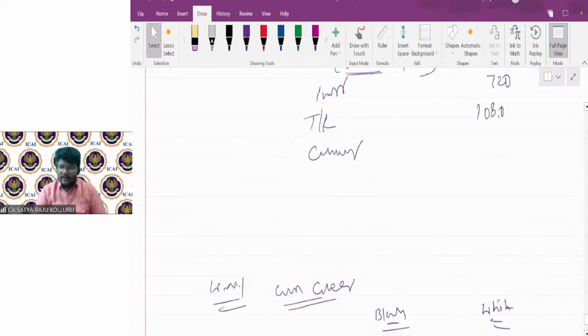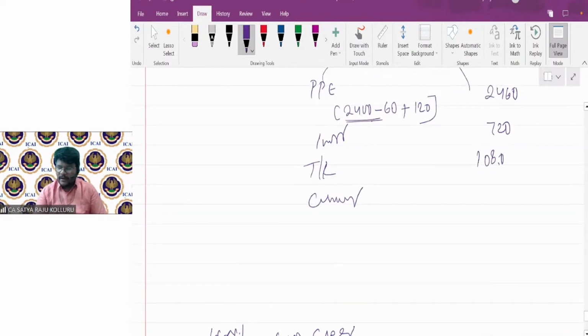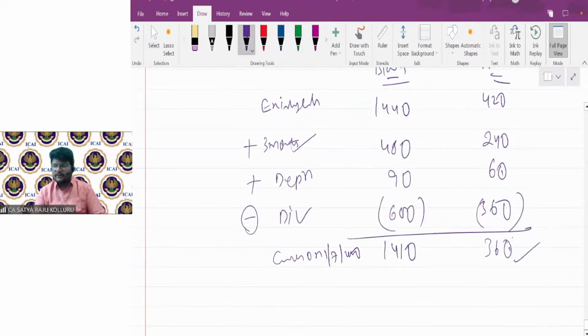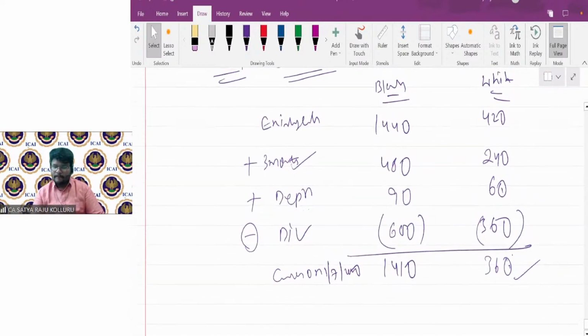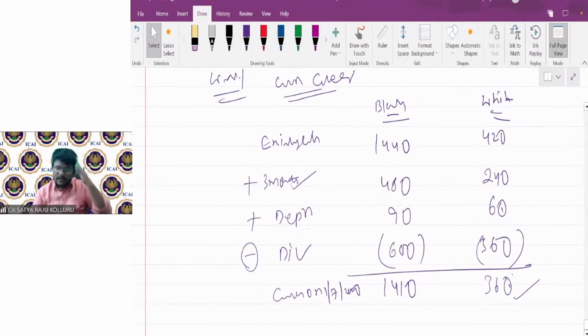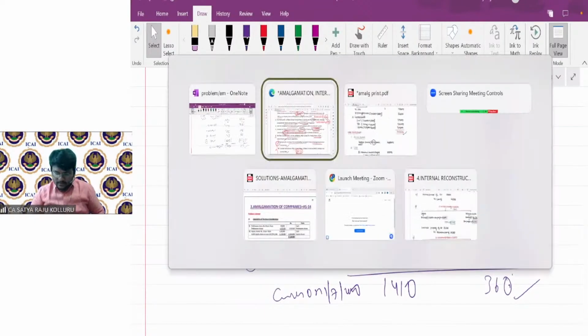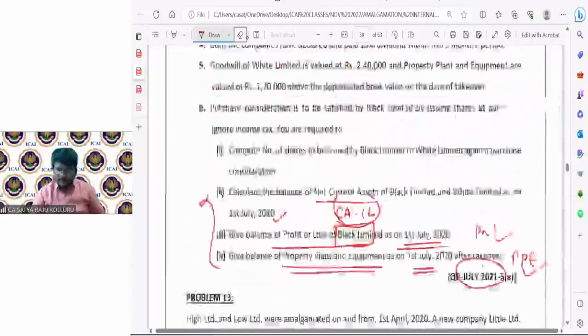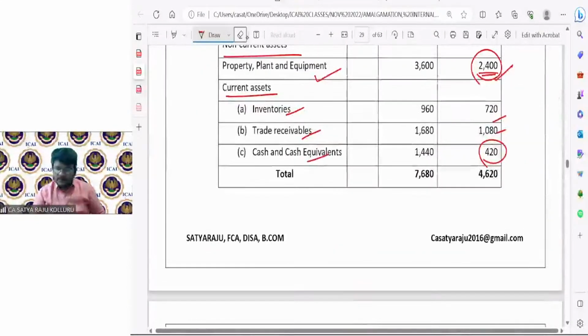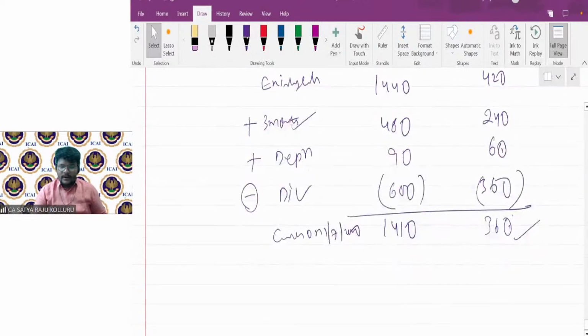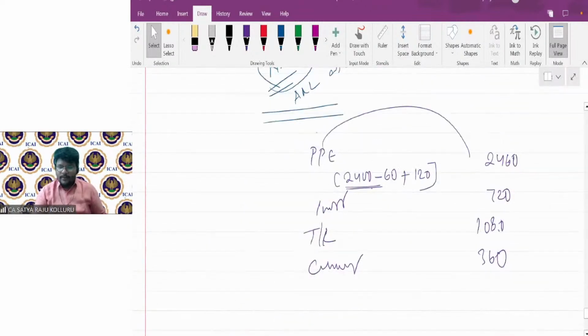Now the same cash balance you can consider for White Limited. How much? They are getting 360, right? 360. My calculation is correct only, right? No clerical errors. Okay, that's fine. Sir, you considered all the assets under NAV, PPE, inventory, trade receivable, cash and cash equivalents.